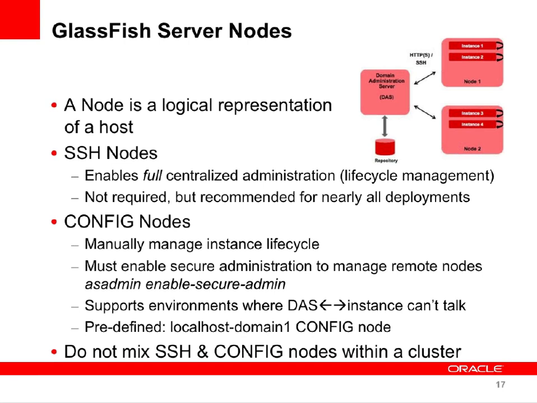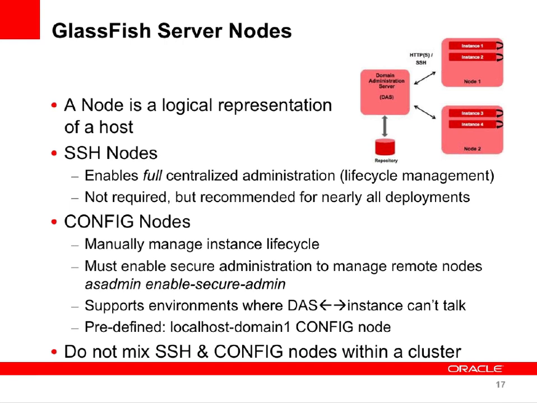I thought I'd dig in a little bit more into GlassFish server nodes. A node in a GlassFish cluster is a logical representation of a host. If you're an existing GlassFish Server 2.1 user, it's basically a logical representation of what a node agent used to be. So there isn't a physical node or process running on a remote host. It's just a logical representation within the DAS configuration. And there are two types of nodes. There's the SSH node, which I've focused on for the most part so far, and this enables full centralized administration, which includes lifecycle management of remote instances.